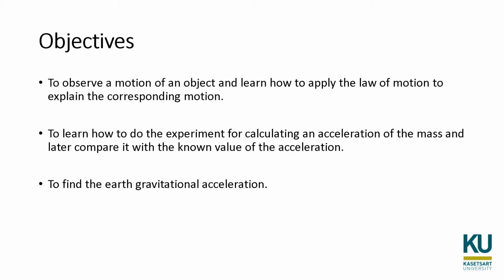Secondly, to learn how to do the experiment for calculating the acceleration of the mass and later compare it with the known value of the acceleration. By this, you will use all those investigated parameters to calculate the acceleration so that you can compare it with the known value, which in this case is the gravitational acceleration. The third objective is to find the Earth's gravitational acceleration. With these three objectives, you will learn through this experiment.